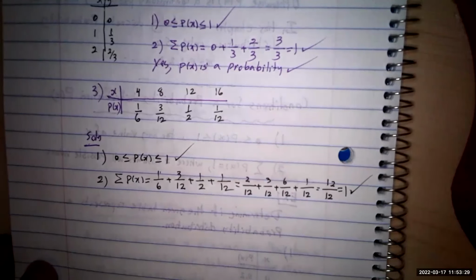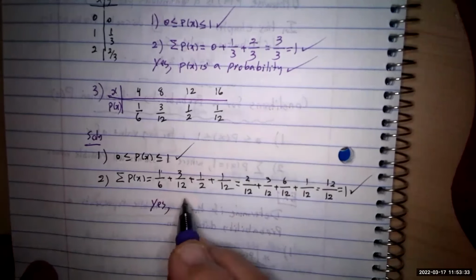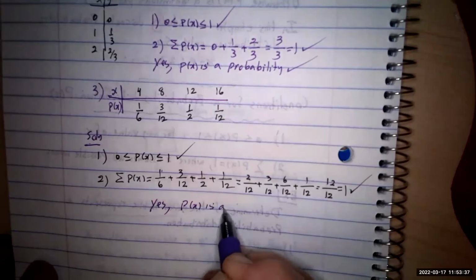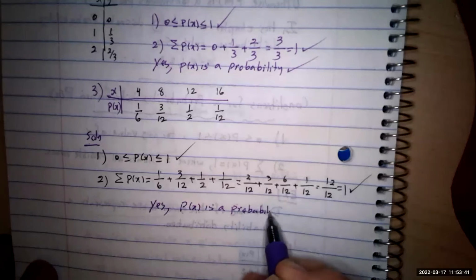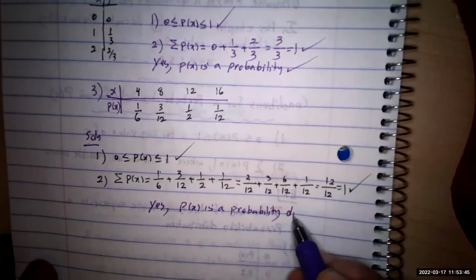So the answer is yes, it is a probability. Yes, P(x) is a probability distribution. It's going to be a probability or just a probability distribution.